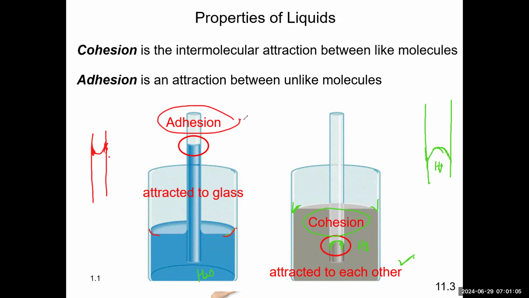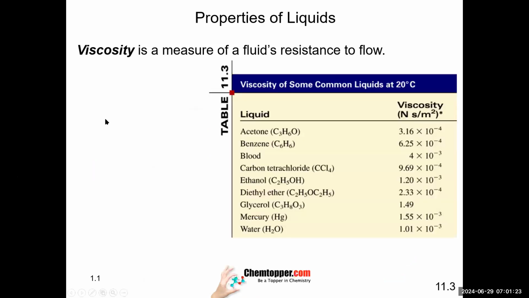So please do correction, adhesion and cohesion. Adhesion means with the glass, with the other material. Cohesion means with itself. So we are good with this properties of the liquids. Then we have another term, viscosity. Any idea what is viscosity? Viscosity is the resistance to flow.